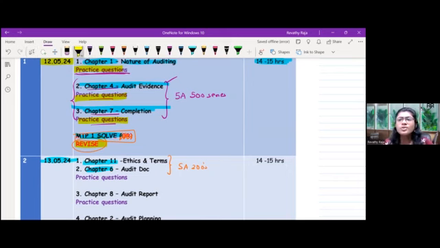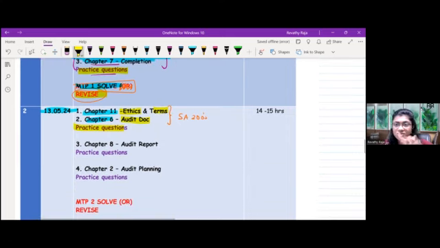If you are comfortable, you can go by the schedule. Ethics and terms of engagement, chapter 11, and then go for audit documentation. Audit documentation is a very small chapter. Ethics and terms is also an easy chapter. Don't forget to do the questions, okay? Test your knowledge, test your understanding questions. Okay, by that time, morning would have been over.